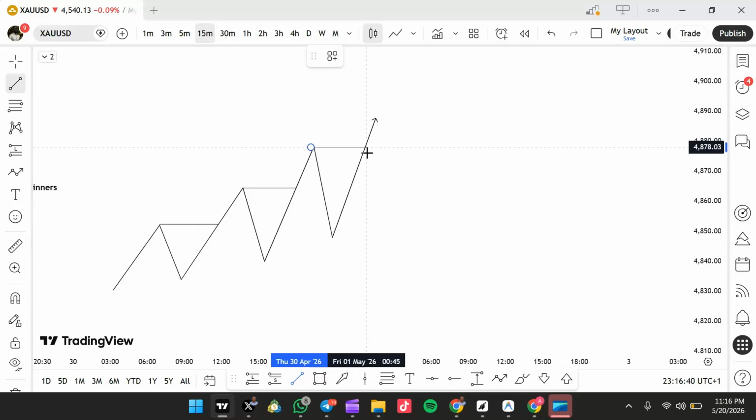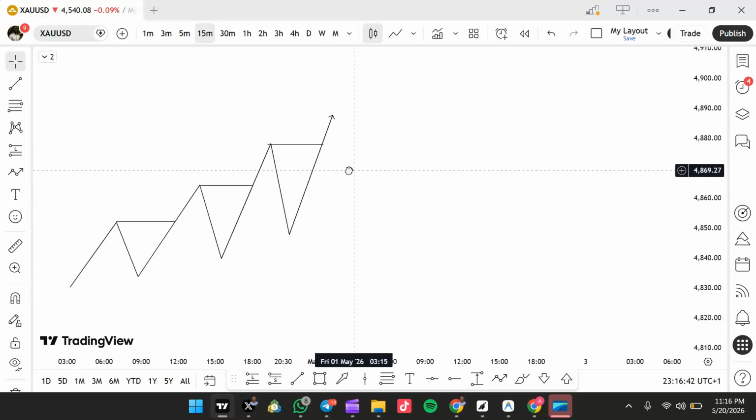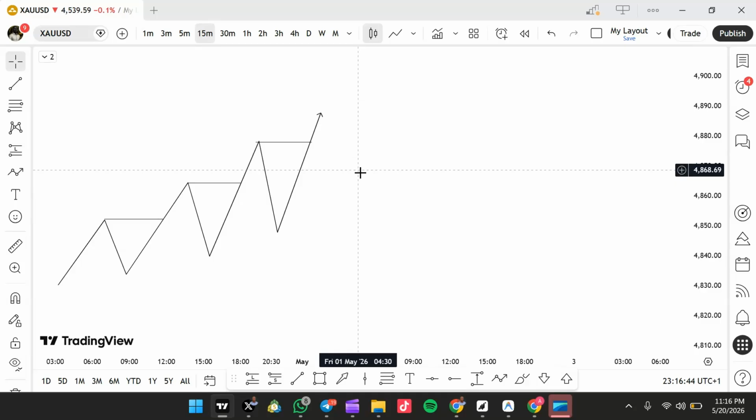So this market has to be a trending market, either bullish or bearish. The strategy does not work in a consolidating market. It works only in a trending market. So that's a bullish trend.